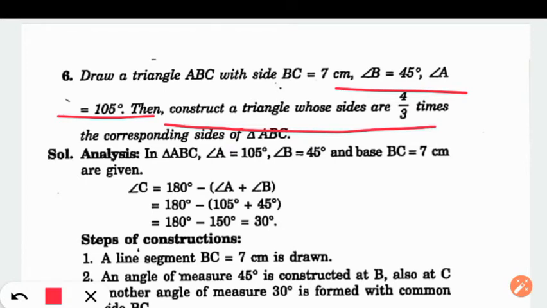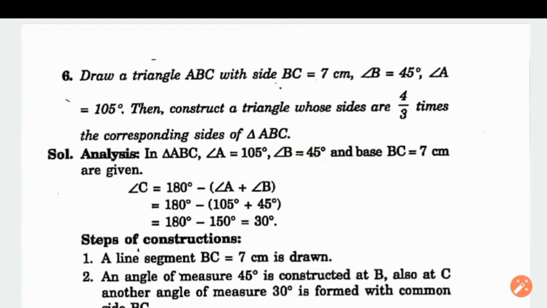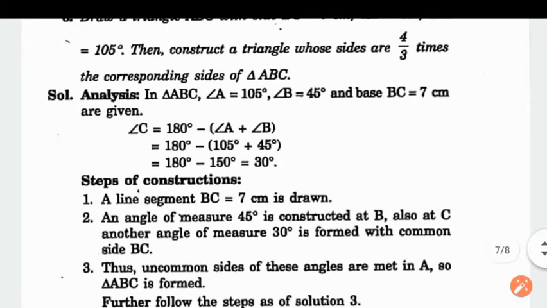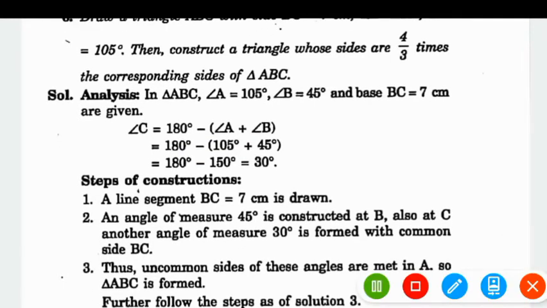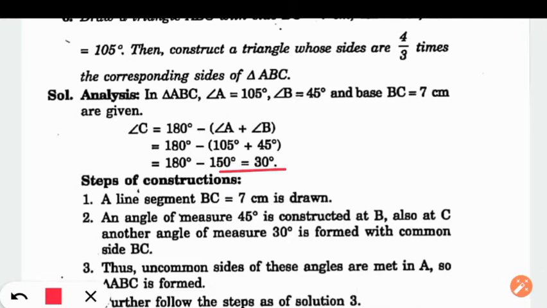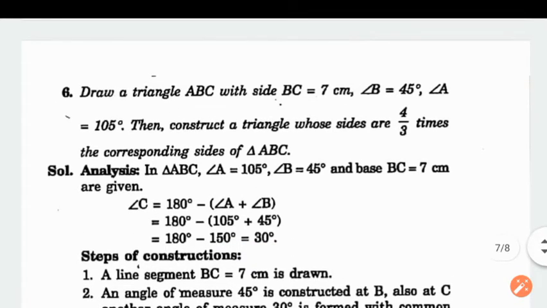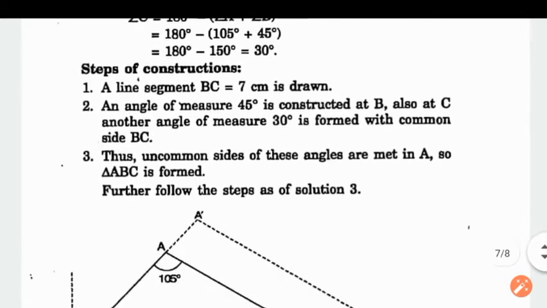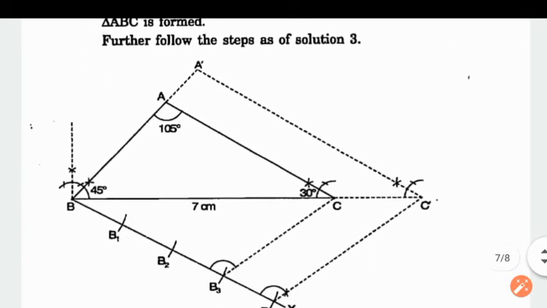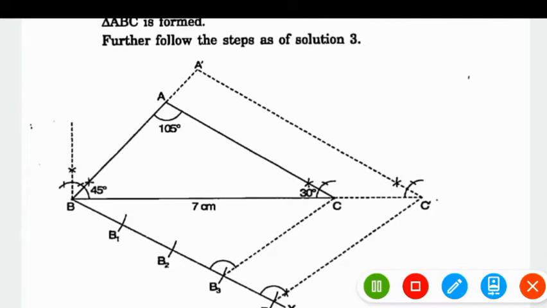Same thing here we have. In the previous one we drew an isosceles triangle, and in this one we are required to draw a triangle whose one side and two angles are given. Since two angles are given, find the third angle, and as you know in a triangle the sum of three angles is 180 degree. So I have calculated angle C is 30 degree. Now see, first BC is given, which is 7 centimeter. So first draw BC 7 centimeter with the help of your scale.